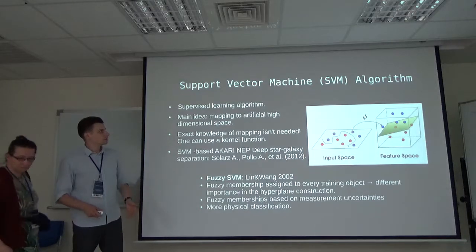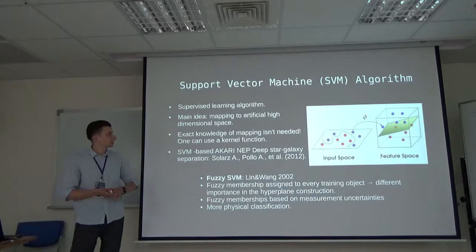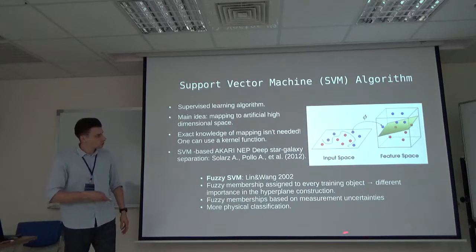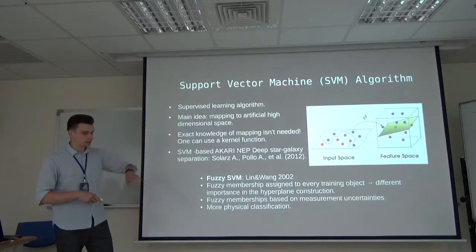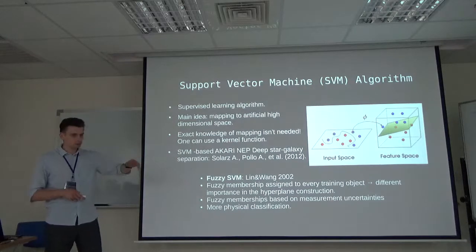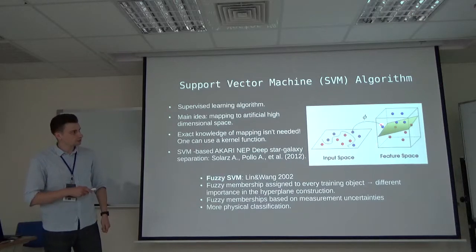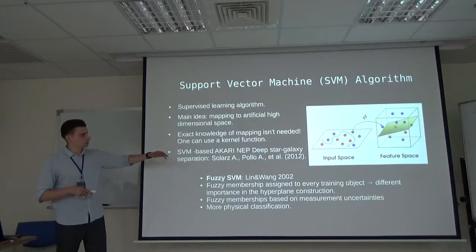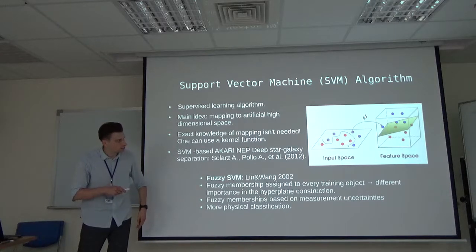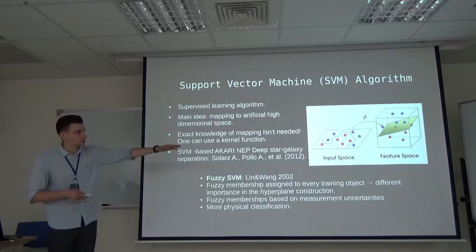For this task, we use the support vector machine algorithm, which is a supervised learning algorithm. The main idea is to map the data from the input parameter space, where the separation between classes can be very difficult or even impossible, to a high-dimensional feature space, where these additional dimensions are created in an artificial way by taking combinations of the input parameters. And in such a high-dimensional space, the separation between classes then becomes possible.